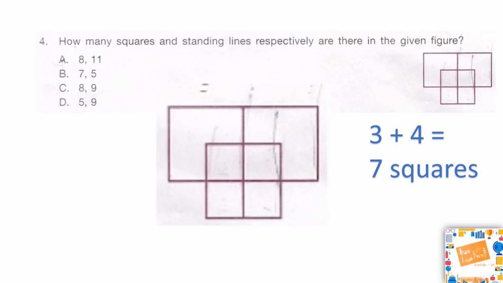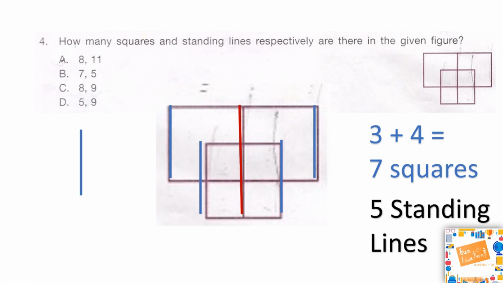Now let's look at the standing lines. A standing line is a vertical line such as this. So if we look at how many standing lines this figure has, it is 1, 2, 3, 4 and the center line from top to bottom, hence 5. So in all, there are 5 standing lines. So our correct answer is option B, 7 squares and 5 standing lines.